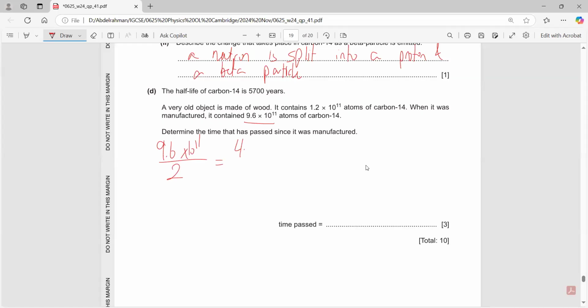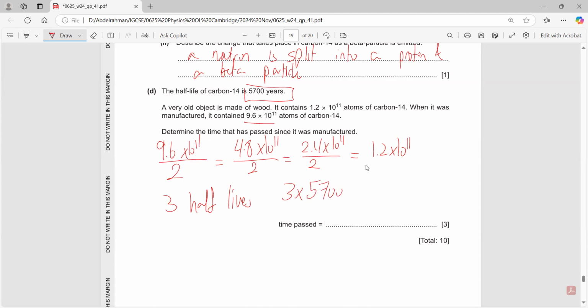When you divide by 2 first, it's 4.8 times 10 to the power of 11. You have not reached 1.2 yet, so divide by 2 again: 2.4 times 10 to the power of 11. Divide by 2 again: 1.2 times 10 to the power of 11. Which means that you have taken 3 half-lives. 1 half-life is 5,700 years. So 3 times 5,700 is 17,100 years. So it's 17,100 years old.